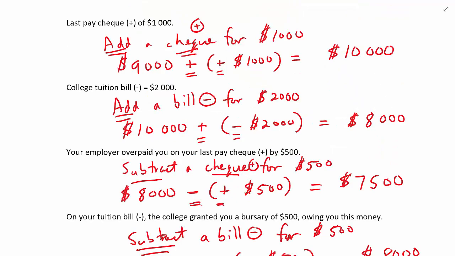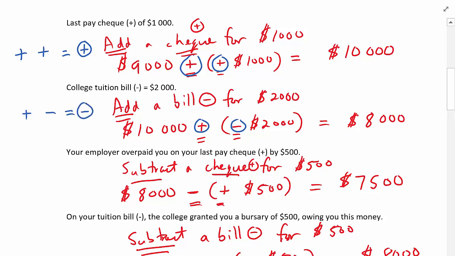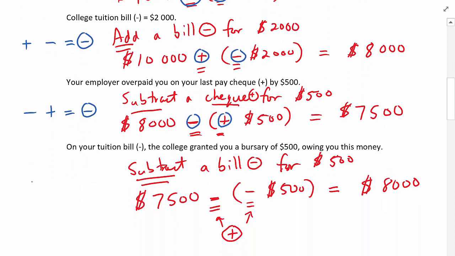In this case, we had two positive values. A positive and a positive equals a positive value. Here we have a positive value and a negative value. A positive and negative in the end makes a negative value. Next, we have a negative and a positive. Again, a negative and a positive makes a negative value. And lastly, we have a negative and a negative, and both of those together make a positive number. So two negatives make a positive.